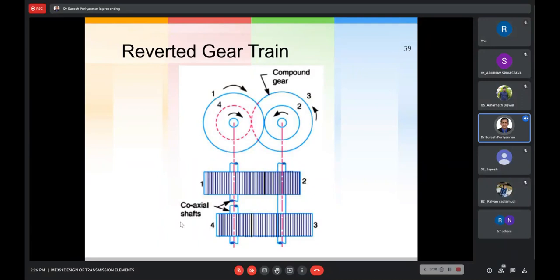Now the reverted gear train. Here the input and output shafts are both connected in the same axis. The input and output shaft are always connected to more than one gear, or gear and pinion, or vice versa. But the axis of the shafts must be the same. This is the input shaft, this is our output shaft, here power is transmitted. This looks like a top view, you can't see here. Now see here, this is not a single shaft, the shaft is connected here, the power is transmitted here.